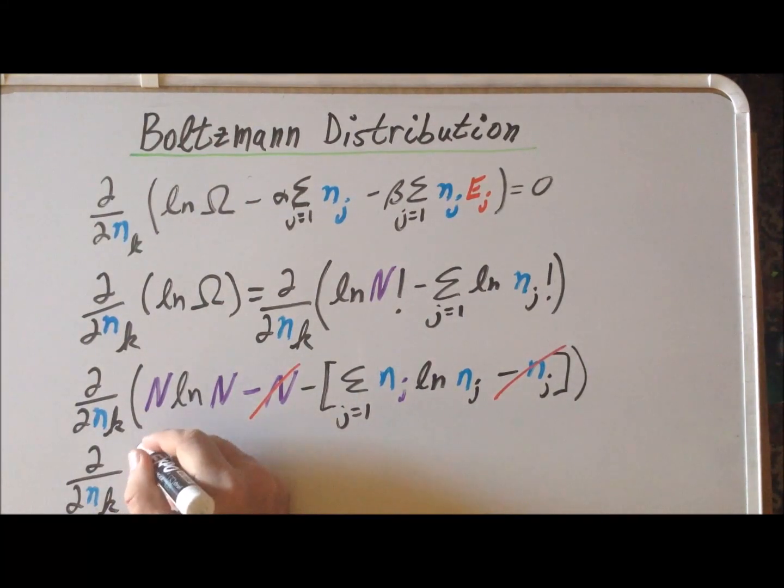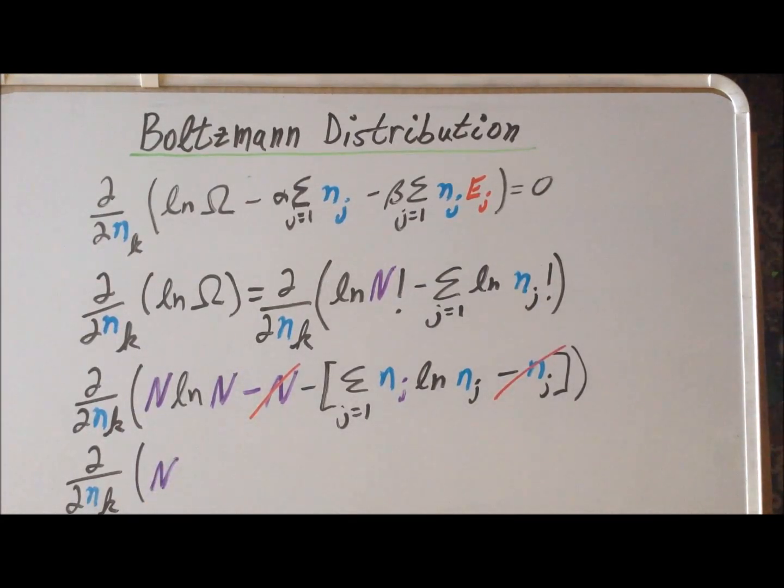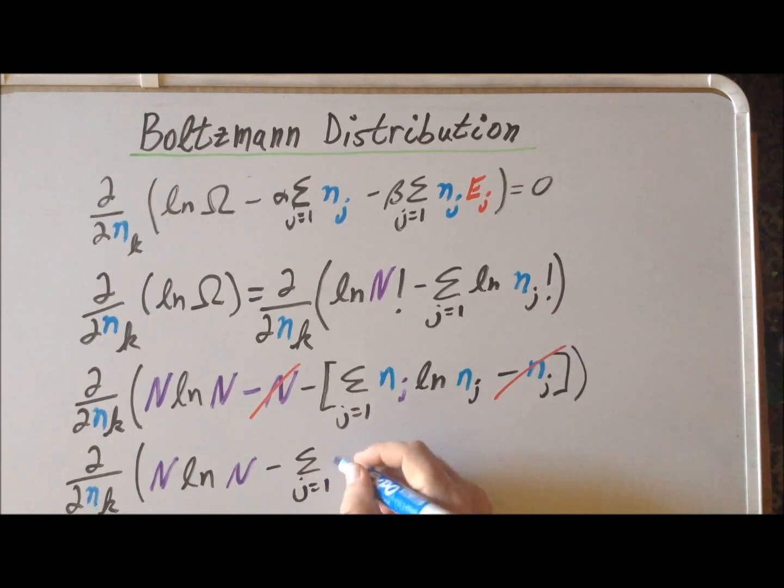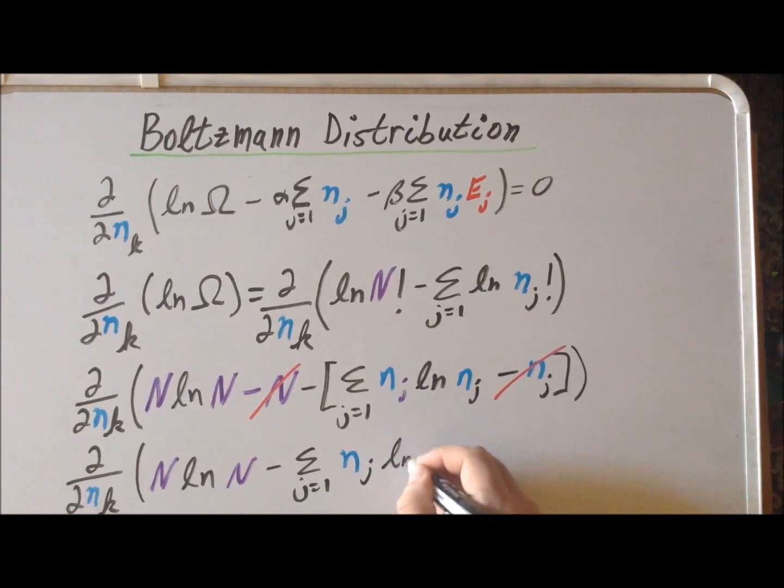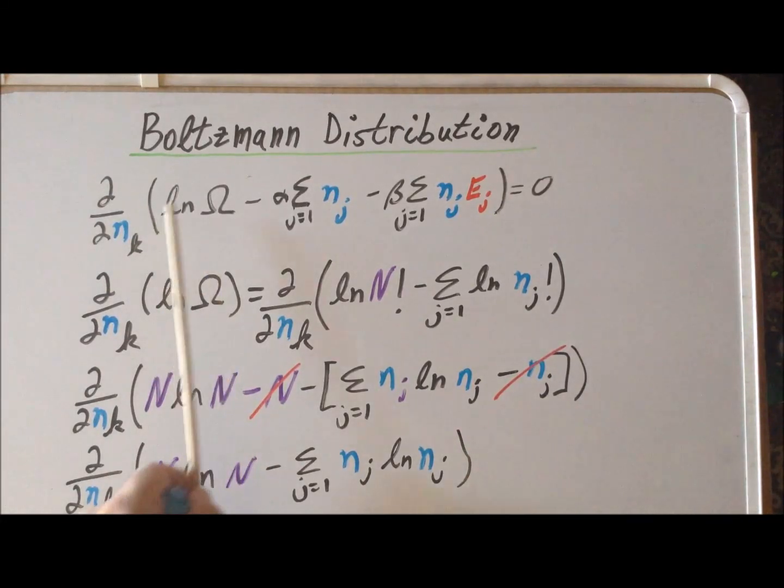So this simplifies, such as it is, to N times the natural log of big N, and then minus the sum, j equals 1 over, n sub j times the natural log of n sub j. So notice that we haven't found the derivatives yet, but we've simplified the expression for the natural log of omega.